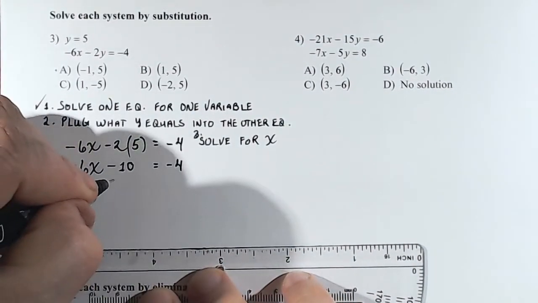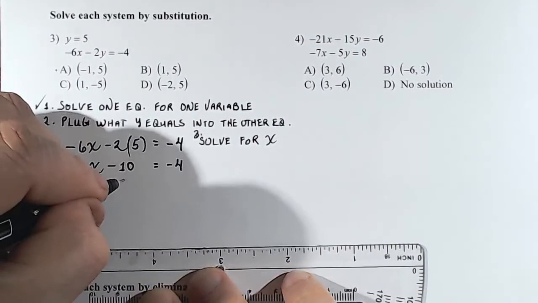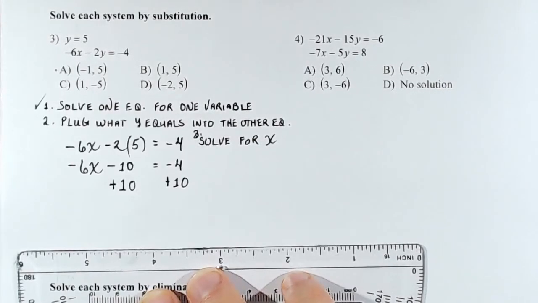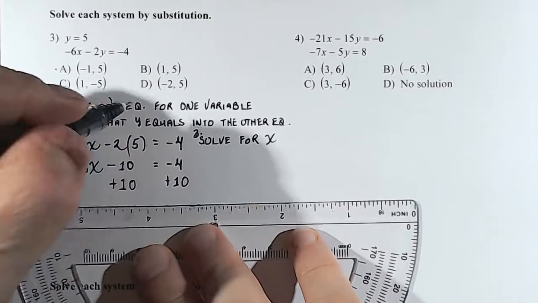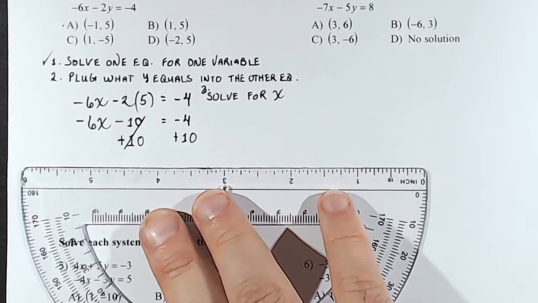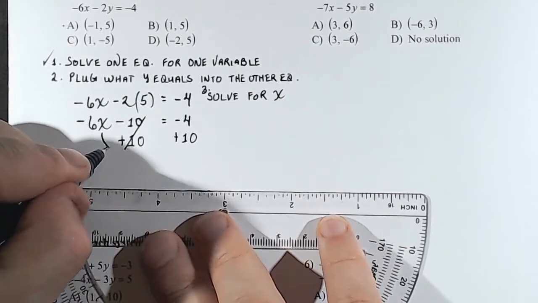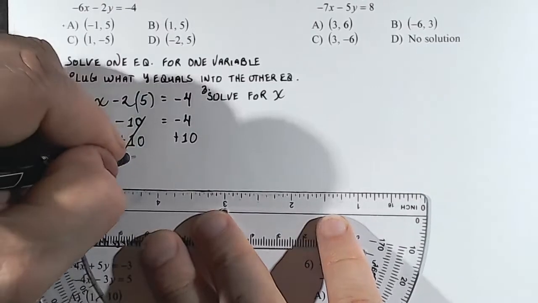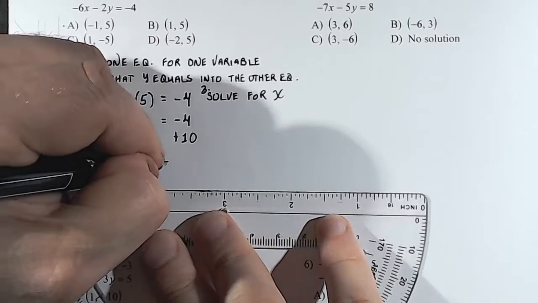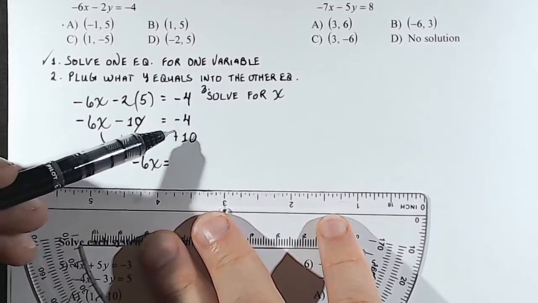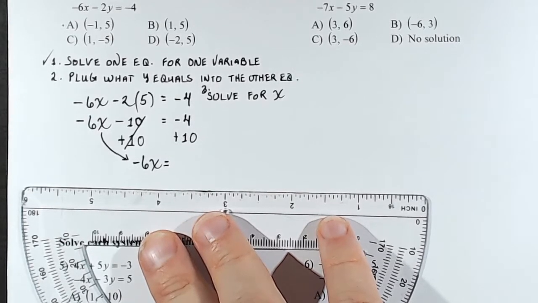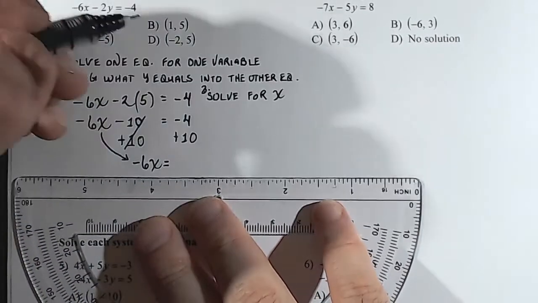So first, let's get rid of the apple peel by adding 10 to both sides. All right, so -10 plus 10, those cancel out because -10 plus 10 is 0. And I just bring this guy down here, -6x equals, okay, and now we have to combine -4 and +10. Well, that's basically 10 minus 4, which is 6.